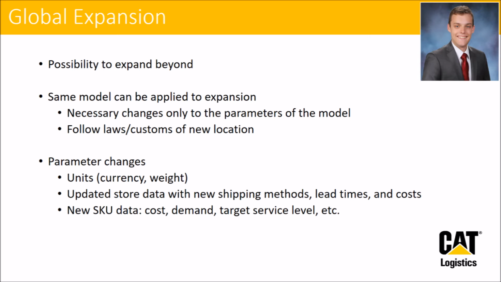However, in order to do so, there need to be slight changes to current parameters used as inputs in the model. These parameters include the units used, such as if a currency changes from US dollars or the weight changes from kilometers. In addition, store data will need to be updated as new shipping methods are available that will have different lead times and costs than the current analyzed shipping methods. Finally, new SKU data will need to be used in order to ensure that all parts have accurate cost, demand forecasted, target service level, and other up-to-date parameters.